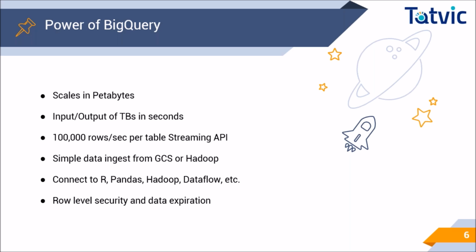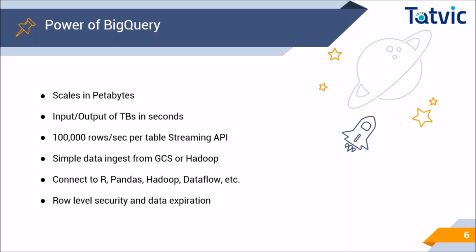The streaming rate which is allowed is 100,000 rows per second per table, which is pretty useful if you're running a very large-scale website or mobile application, or if we have any streaming application where we need to store the data tick by tick. So that is where it is pretty handy.